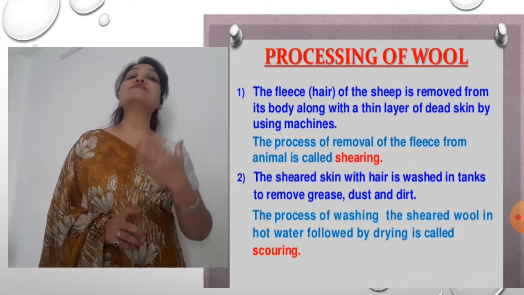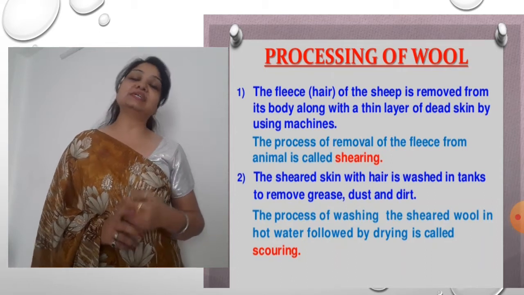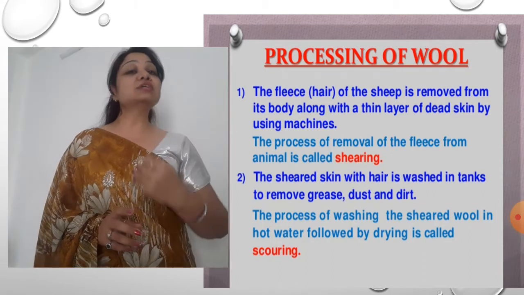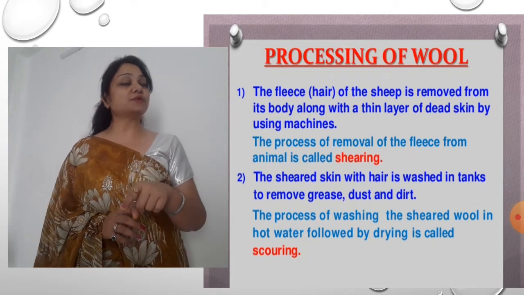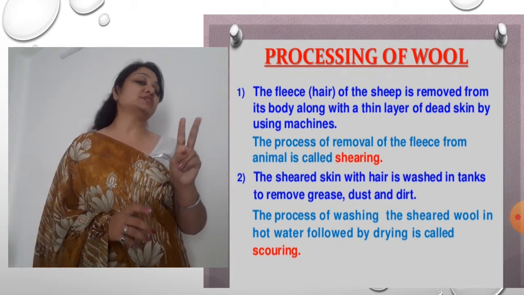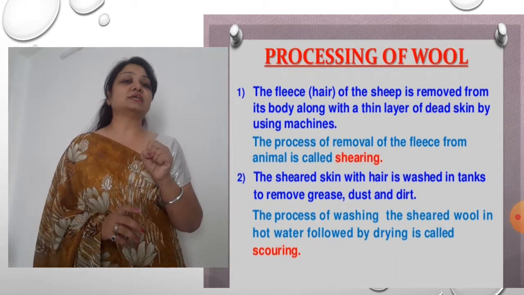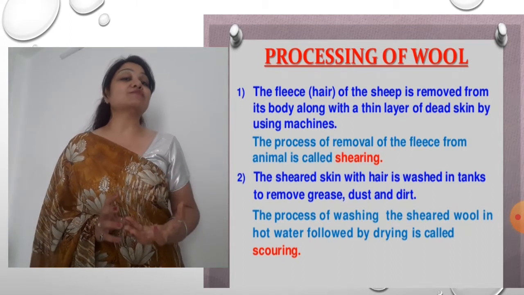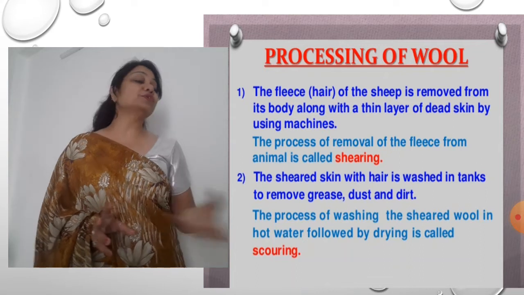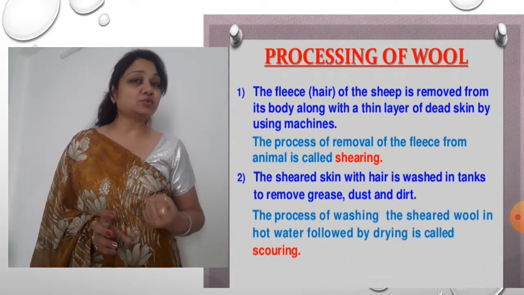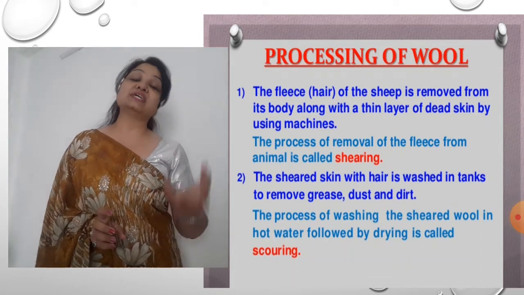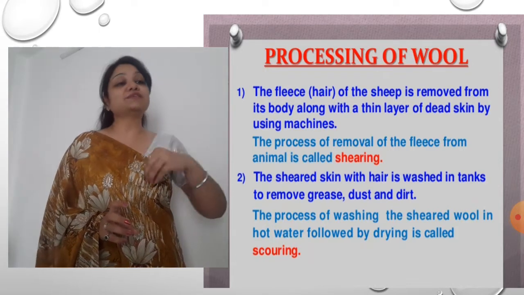The removal of fleece from the animal is shearing. Now the next step, if you remember, just now I told you the second step of processing is scoring. Now the sheared skin with hair is washed in tanks. Why washed? Because sheep are roaming all around, so the hair must be dirty. Even after 3-4 days, our hair becomes dirty, even if we keep inside.